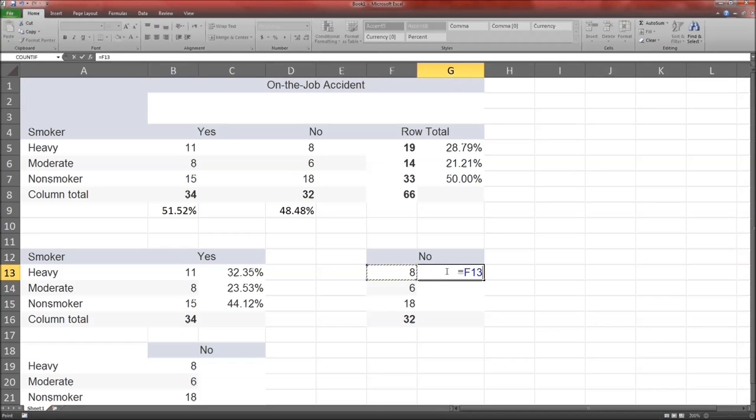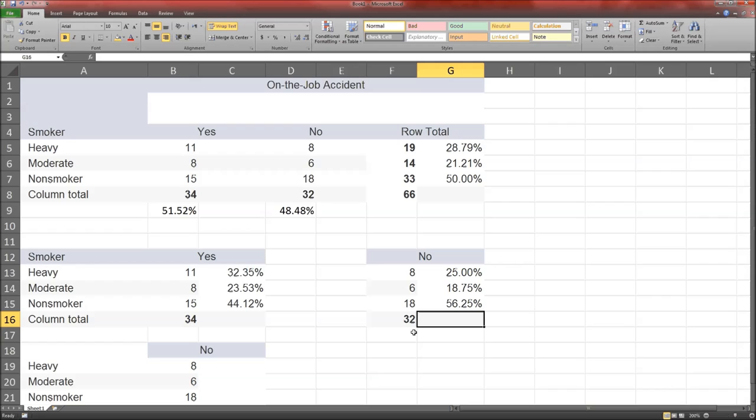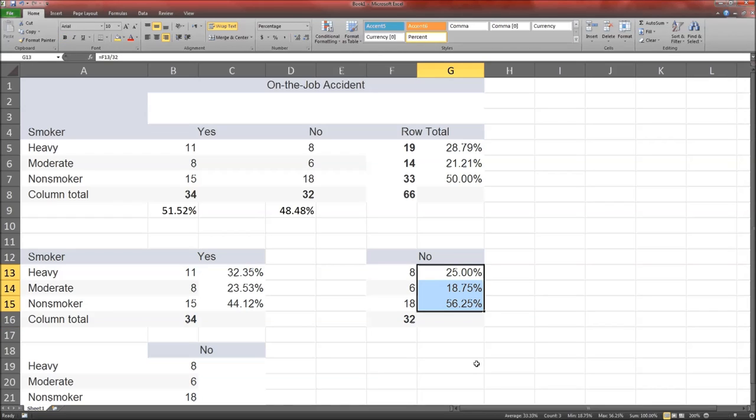So similarly, this will be 8 divided by 32, because the total number of no's was 32. Copy and paste, and we now have our cell percents within the columns. Let's transfer those over. And again, notice these add up to 100%, these add up to 100%.